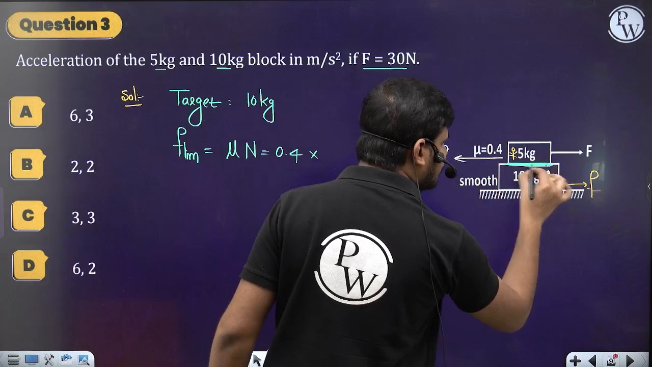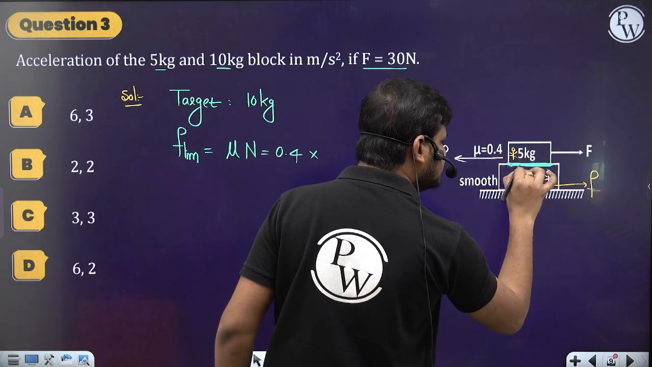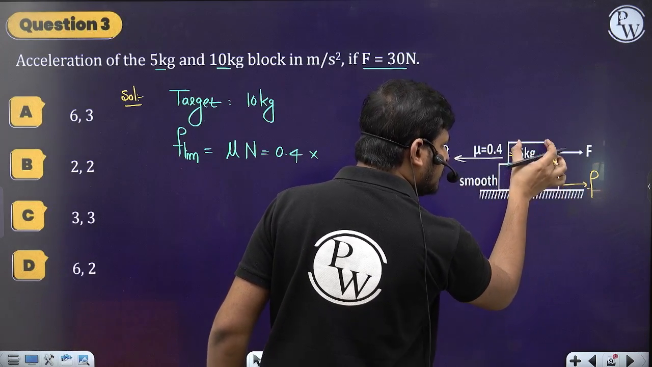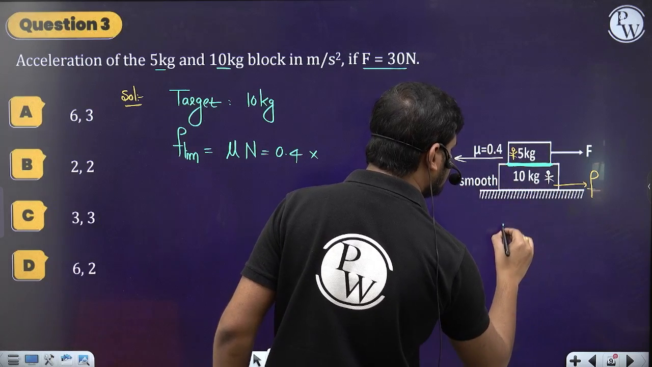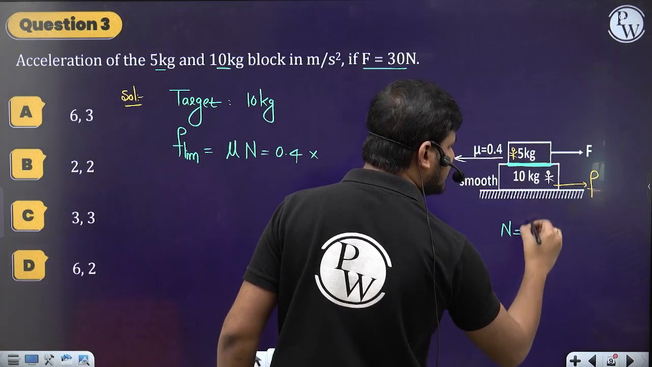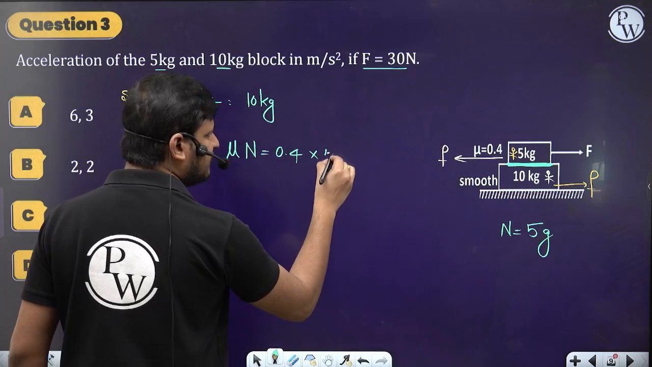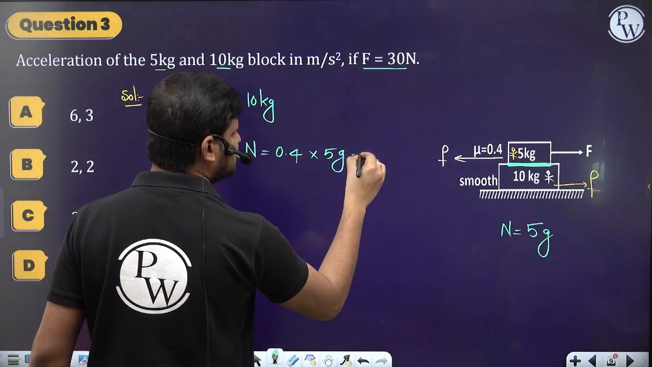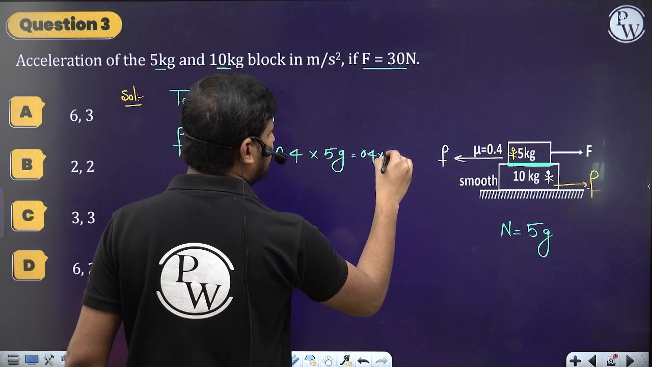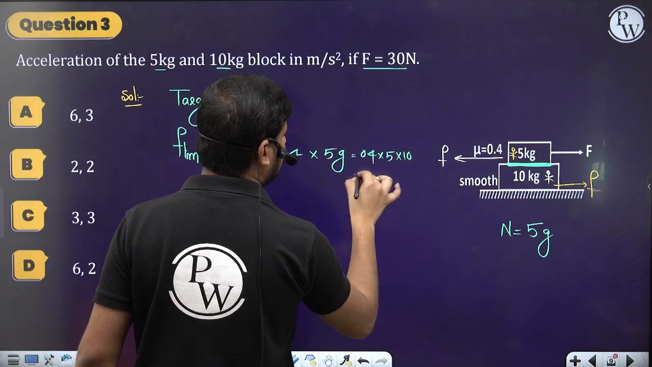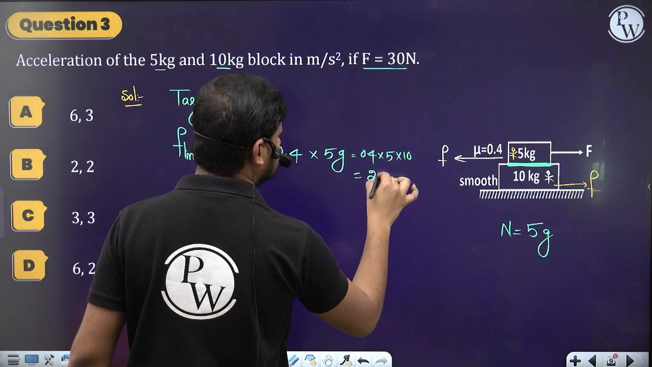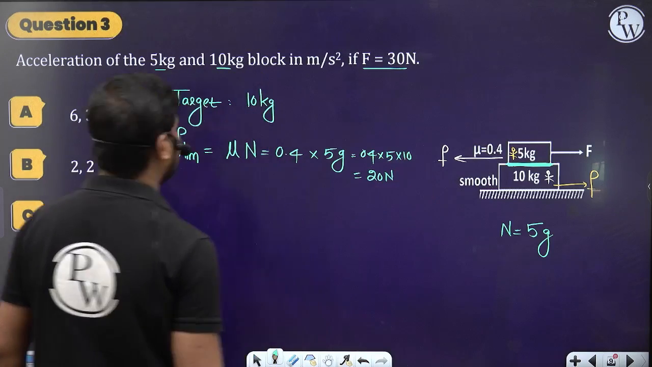This is the point of contact. Here you are finding the F limiting, right? Over the point of contact, what are the masses that are there? Only 5 kg is there. So 5 into g, that's it. So the normal is 5 into g, which is nothing but 0.4 into 5 into 10. So 4 into 5, which is 20 newtons, is the F limiting.